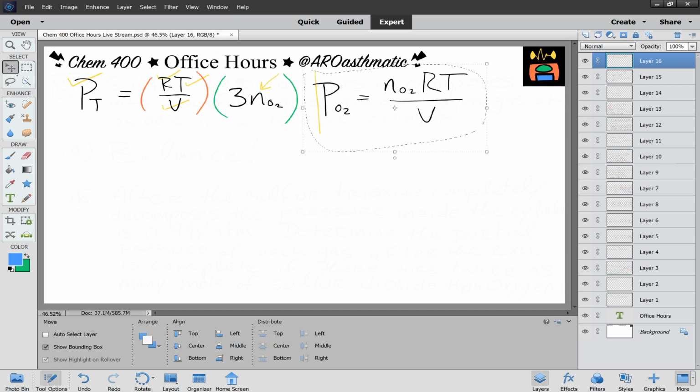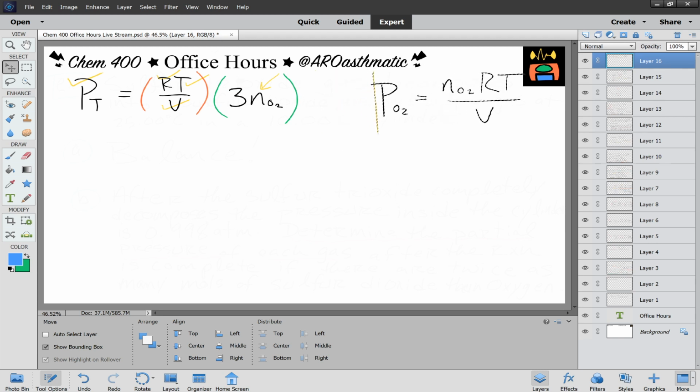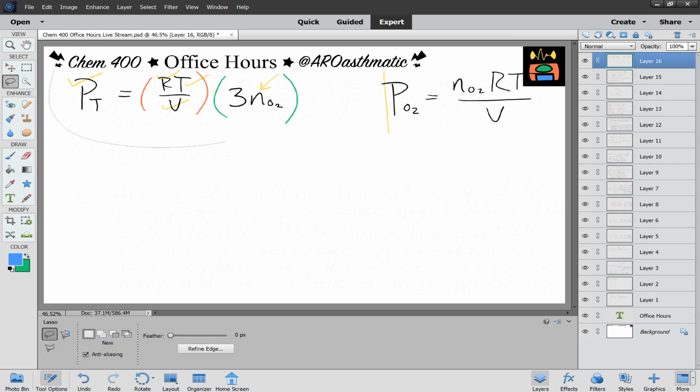Hooray for lasso tools. So we need, let's see, I'll need to scoot this over a little bit too.